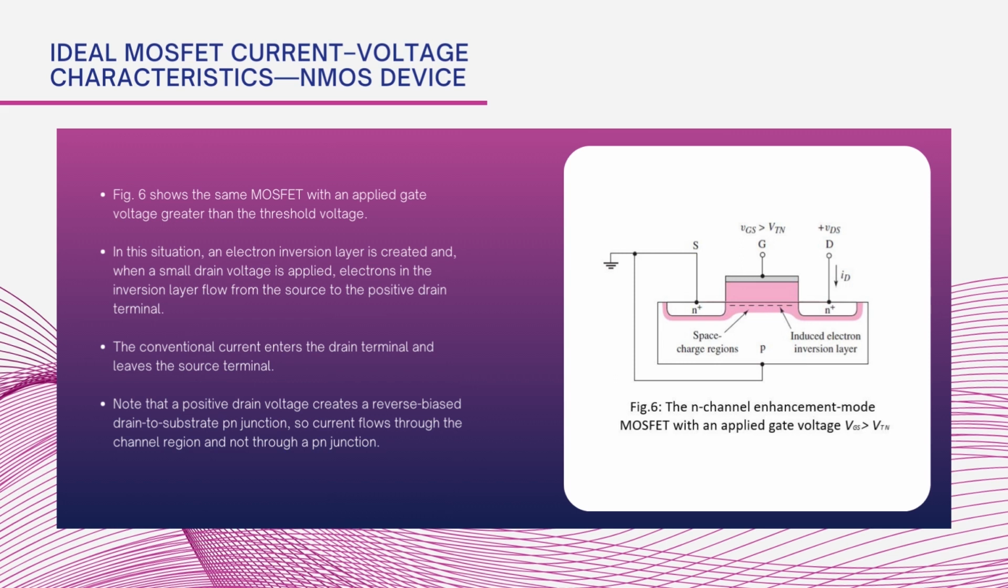In this situation, an electron inversion layer is created, and when a small drain voltage is applied, electrons in the inversion layer flow from the source to the positive drain terminal. The conventional current enters the drain terminal and leaves the source terminal. Note that a positive drain voltage creates a reverse bias drain to source substrate p-n junction. So, current flows through the channel and not through a p-n junction.